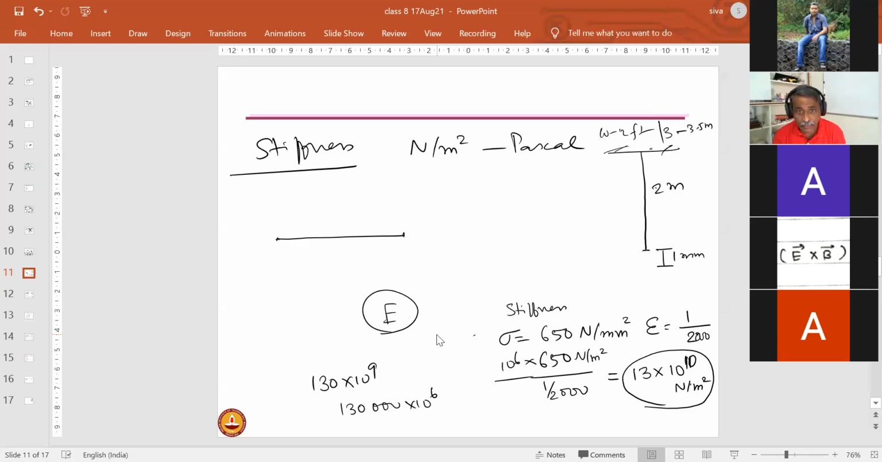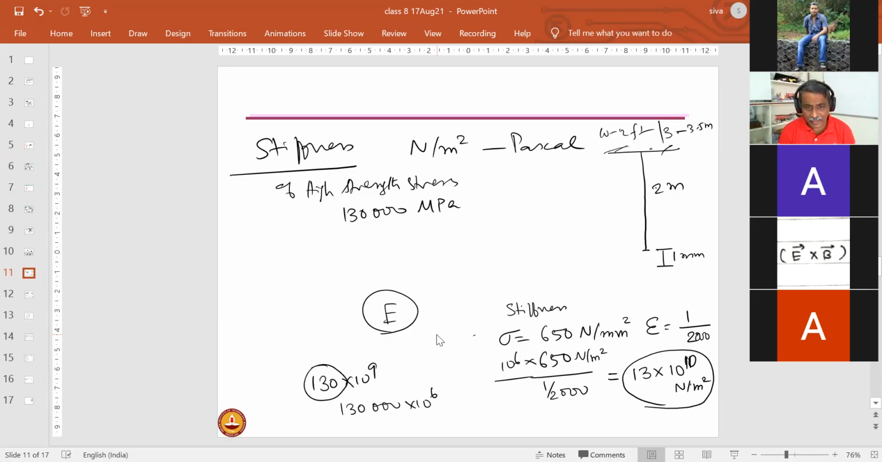If I have to tell the stiffness of the material of high strength steel, I can either say 130,000 MPa, or this number itself is too much, so I may probably go for just 130. 130 what? Instead of mega, I would say gigapascals. So the elastic modulus usually is expressed in terms of gigapascals. So far so good.